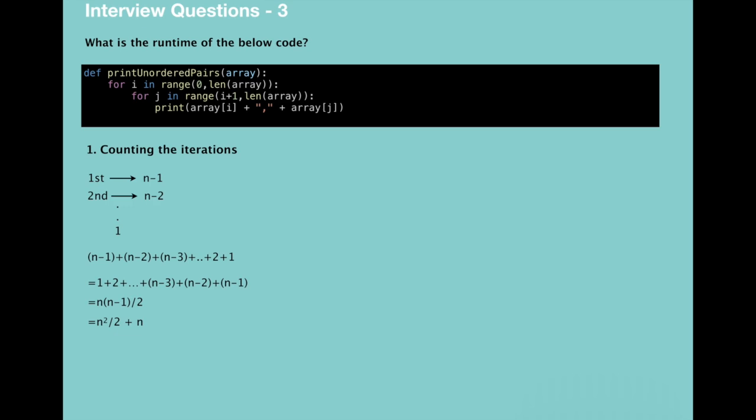So here we can remove non-dominant terms and constants. For our case, the non-dominant term is n and the constant is 1 divided by 2. So our time complexity will be n squared, which is quadratic time complexity. Now let's look at the second way.